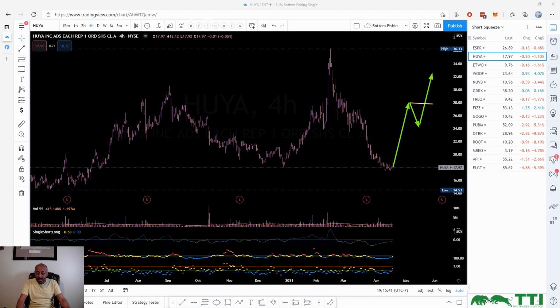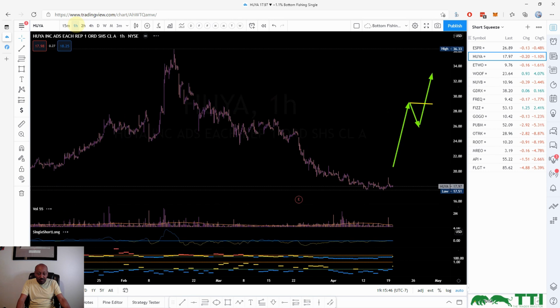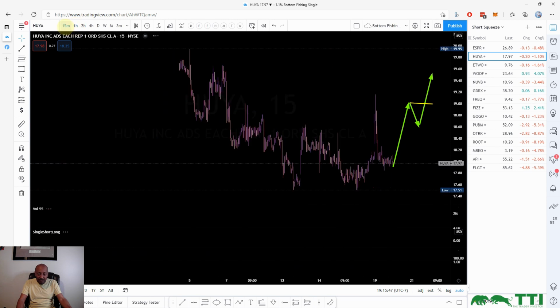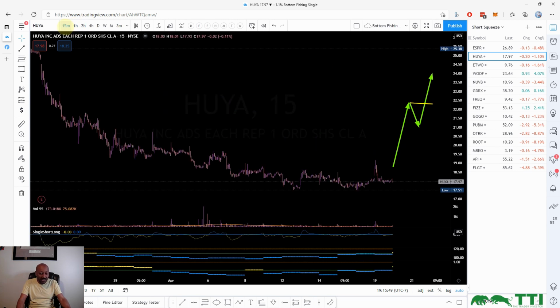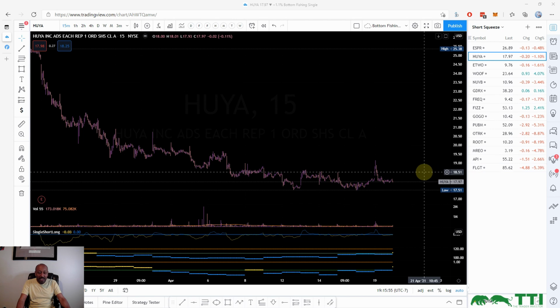If we choose to go to the 1-hour time frame for that break of structure, or the 15 minute time frame for that break of structure, they're all valid. In the short squeeze, they take time to develop, so I'm not really in a hurry to enter these positions.